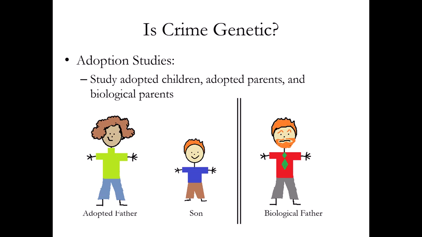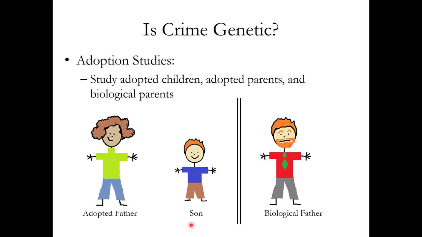If you're getting an adopted child, they would give a lot of background checks and things like that. And then if the son becomes a criminal, it makes it more likely that it's related to biology, right? Than it does if it's related to something like, so looking at the adopted father.